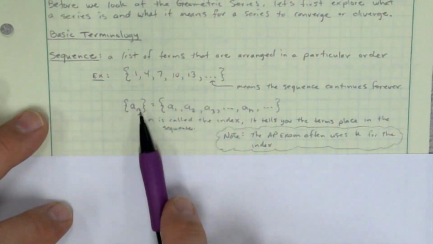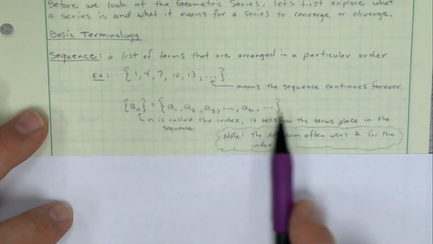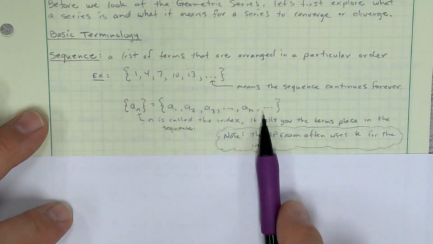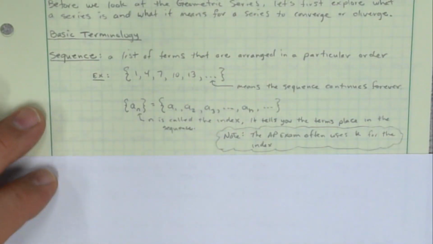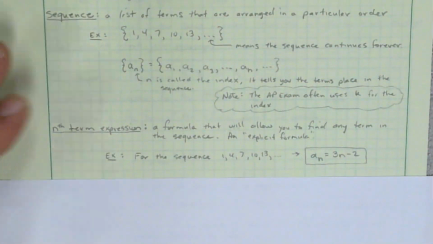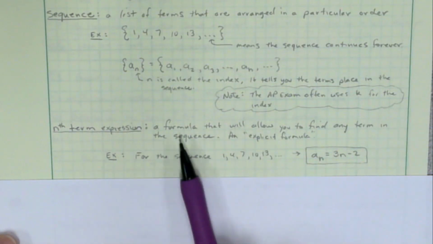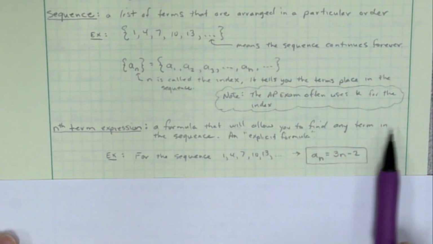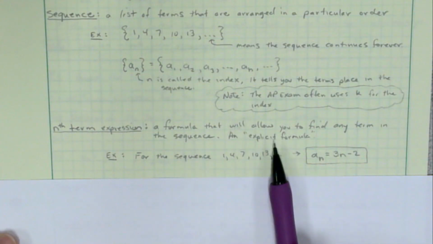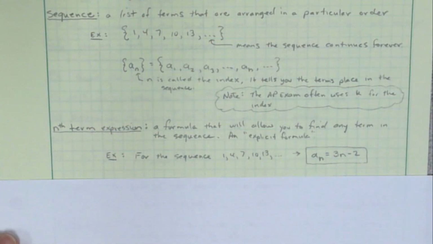Just know that the purpose of it is to tell you its place and to represent the sequence as a whole. The nth term expression is a formula that will allow you to find any term in a sequence. We learned this back in the early days. This was the explicit formula.